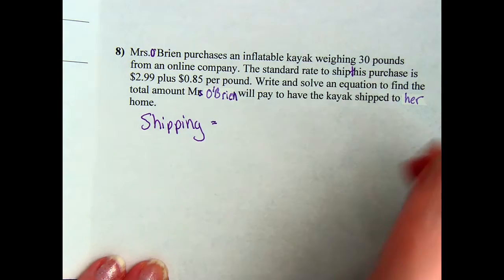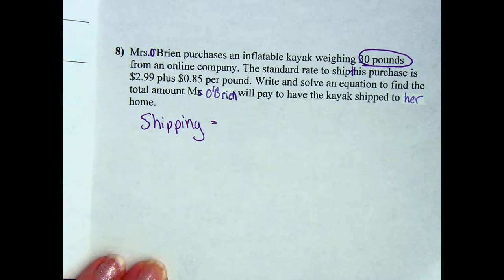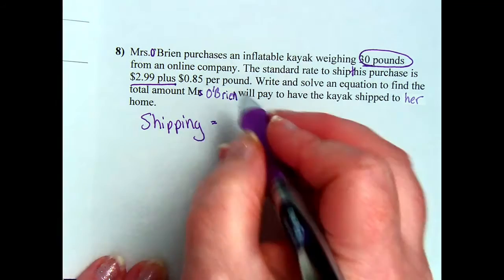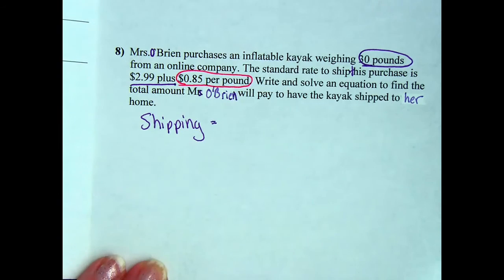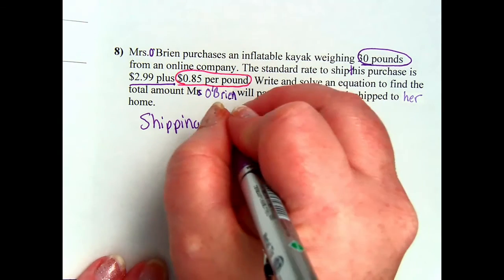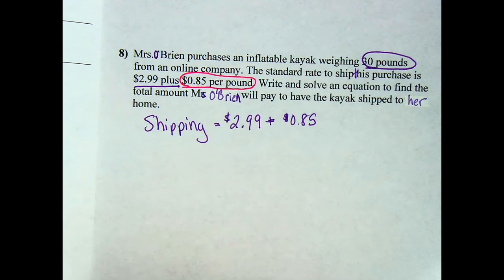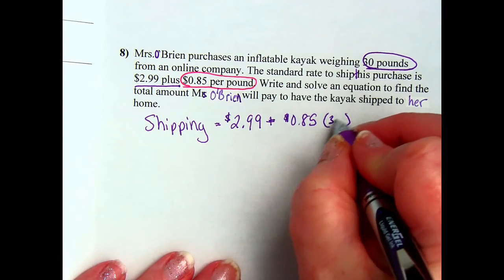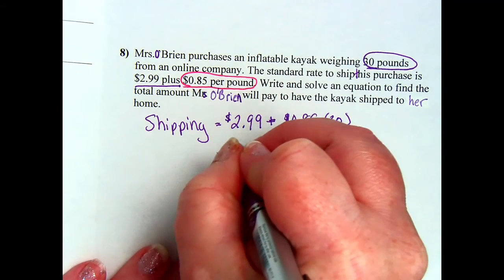So we know that the kayak is 30 pounds. And we know that shipping has a flat rate of $2.99 plus 85 cents per pound. So we want to write and solve an equation. So my equation is going to be that shipping is equal to that flat rate of $2.99. That means everybody pays that, plus 85 cents times how many pounds the kayak is. And the kayak is 30 pounds. So that's what I'm replacing it with. And now I know that I simplify the problem.